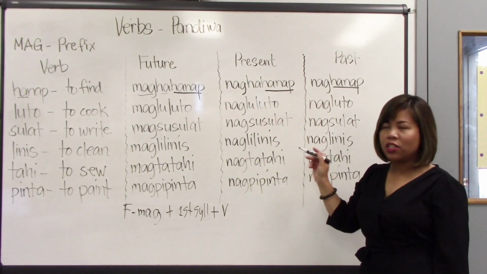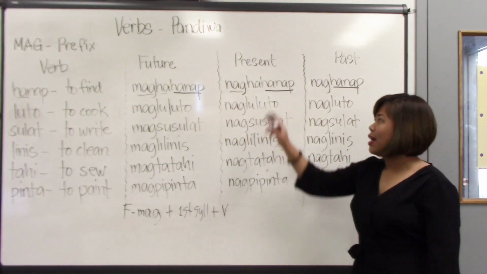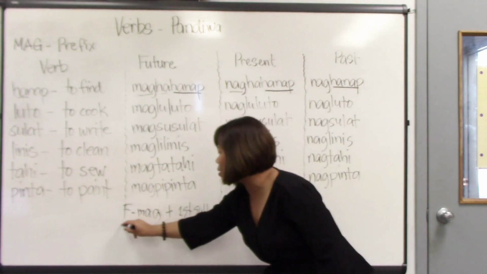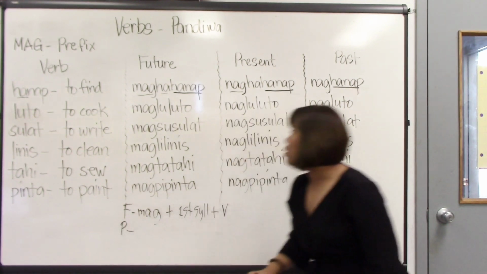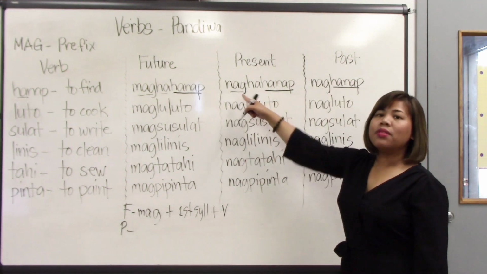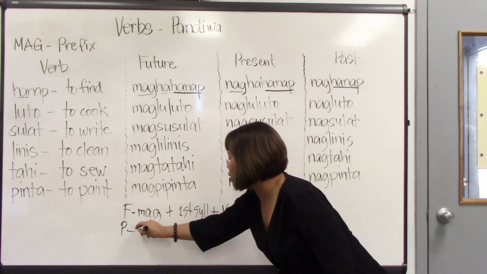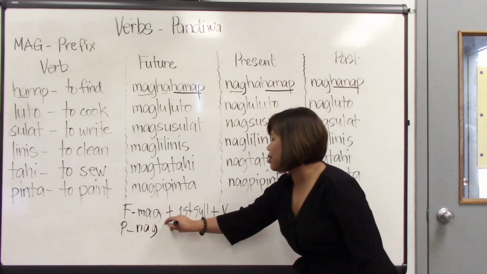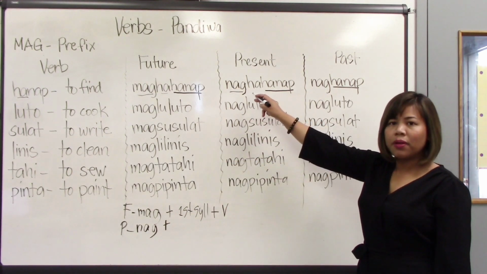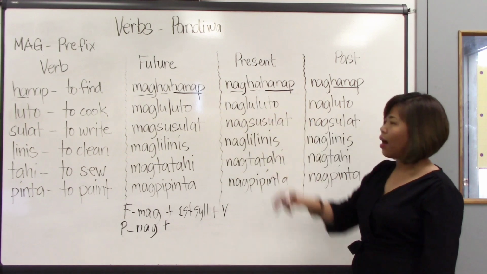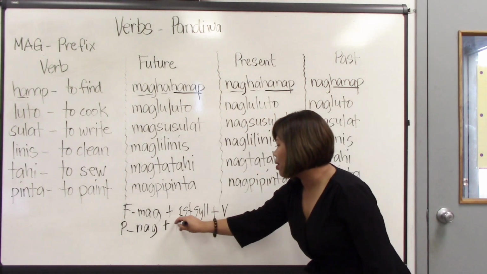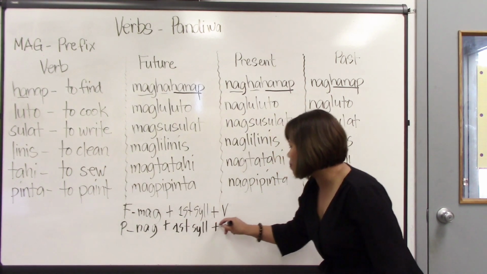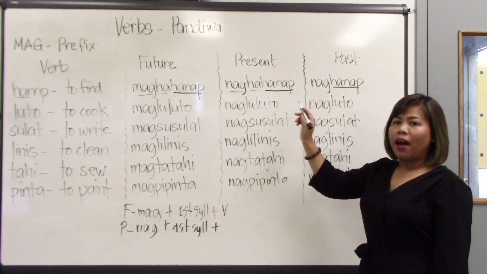Look at the present form. Naghahanap. What did we change? Just the prefix, right? Instead of using mag, we use nag. So in forming the present, instead of mag, we use nag. So we just change the first letter there. Instead of M, we use N. Nag plus, we still have the first syllable of the verb hanap. So it's ha. Nag ha. So we are still going to add the first syllable plus the entire verb hanap.